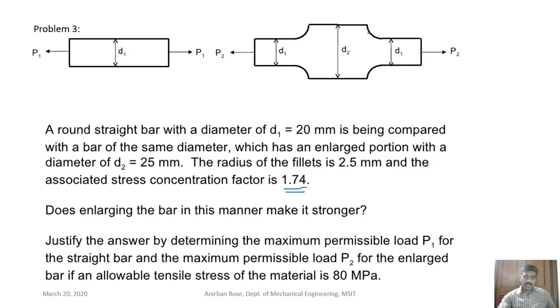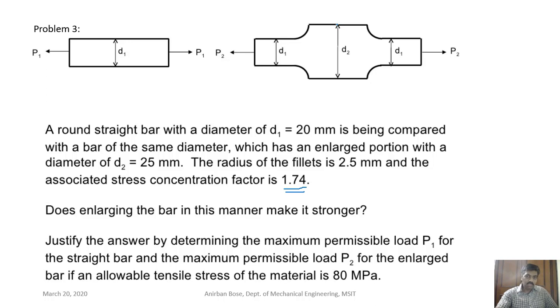So both the fillets are similar, and consider the stress concentration corresponding to this fillet is 1.74. Does the enlarging of the bar in this manner make it stronger? This is a bar, and now what we have done is increased the cross section here. You see, it was only D1, now the cross section has been increased to D2.